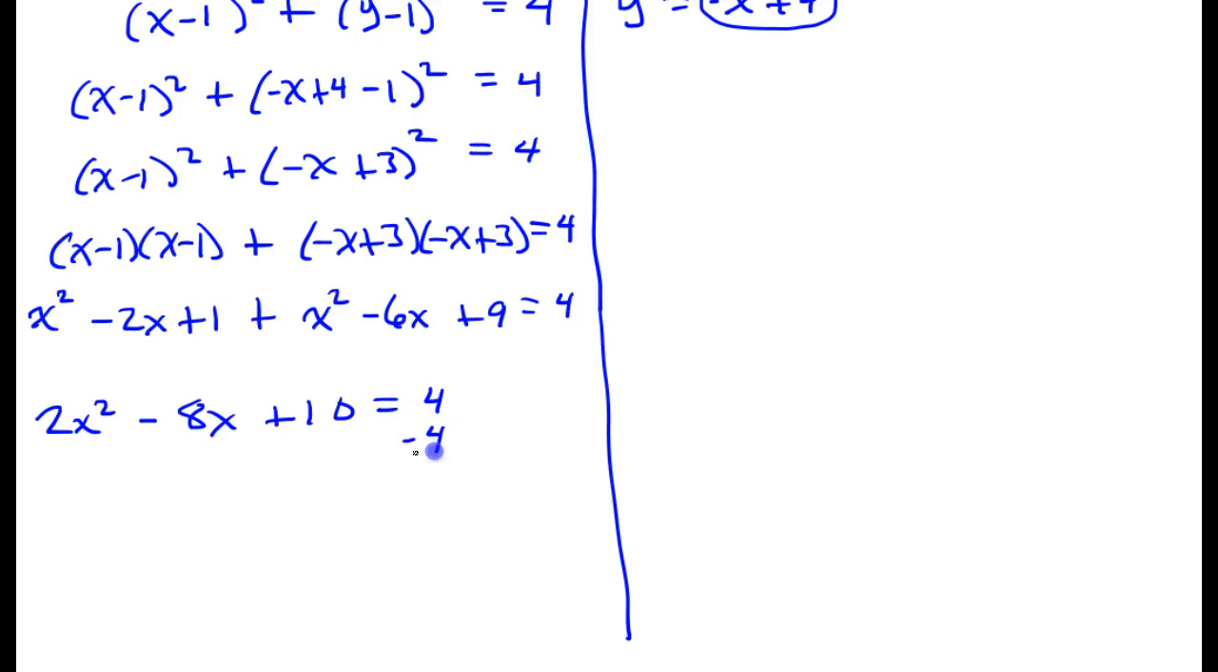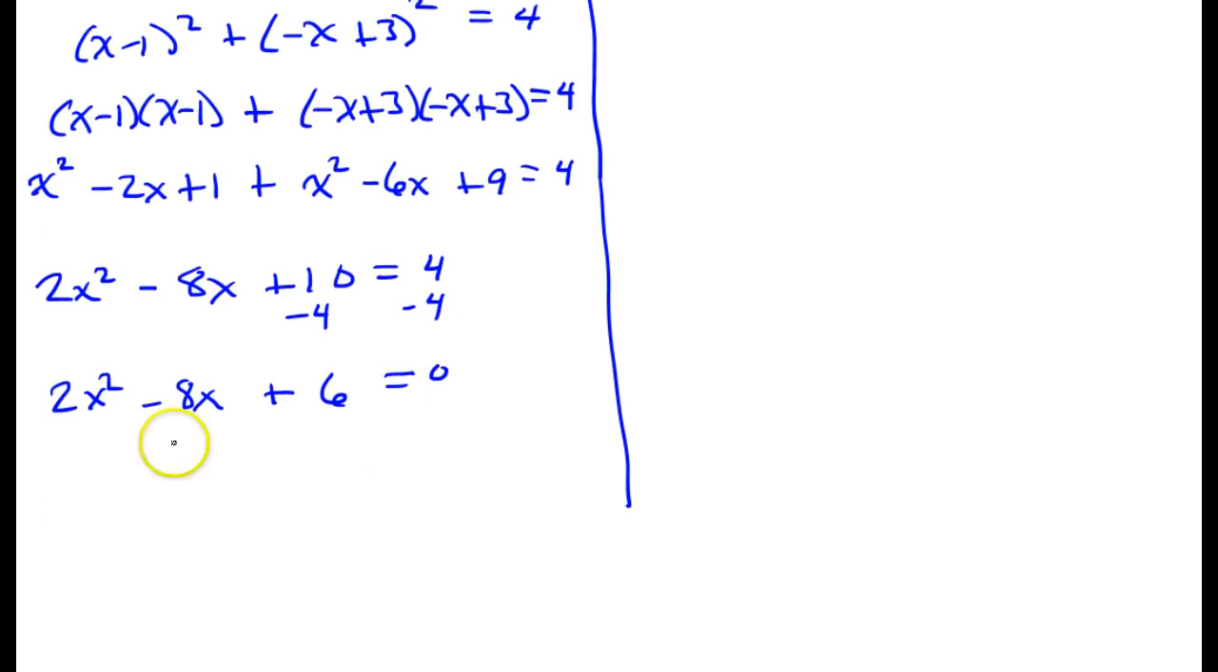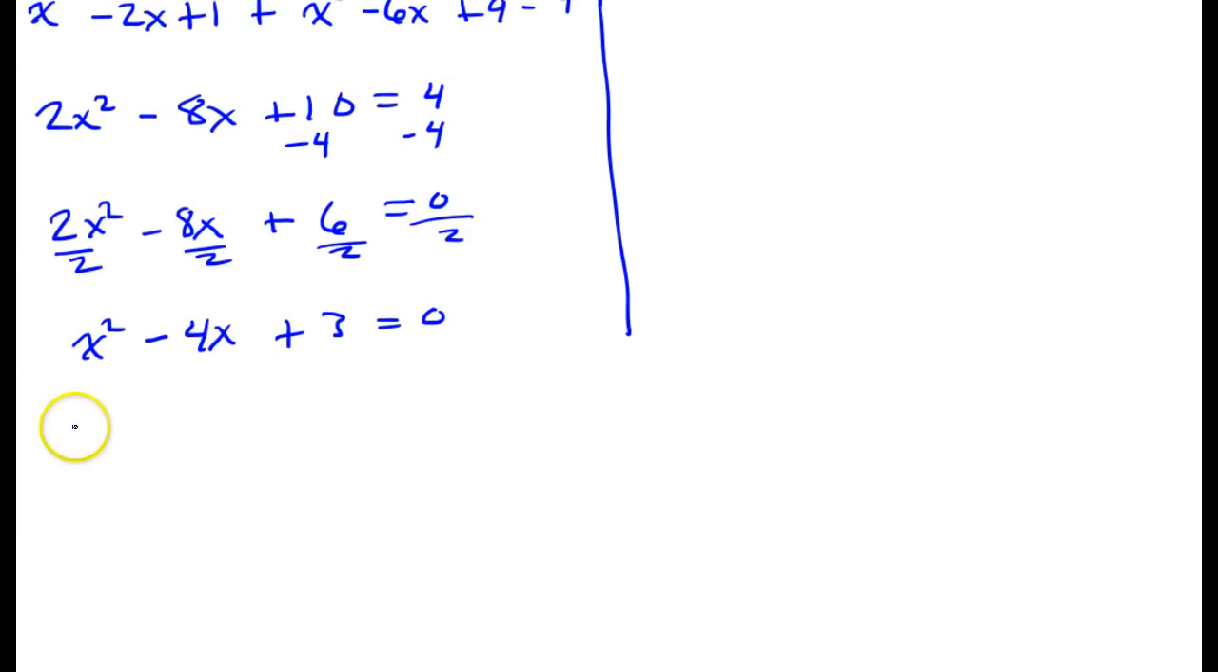Time to subtract 4 from both sides. So now I've got 2x squared minus 8x plus 6 is equal to 0. I'm noticing that all of these are divisible by 2, so I might as well do that. So now I've got x squared minus 4x plus 3 is equal to 0. That just makes the numbers more manageable.